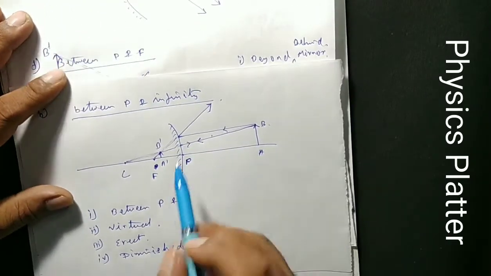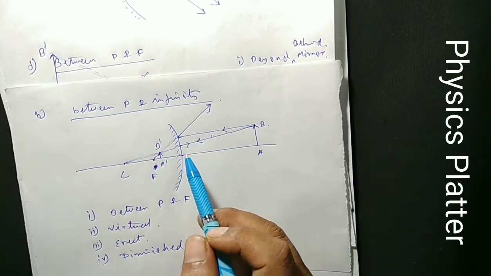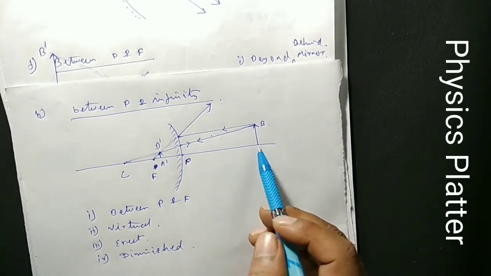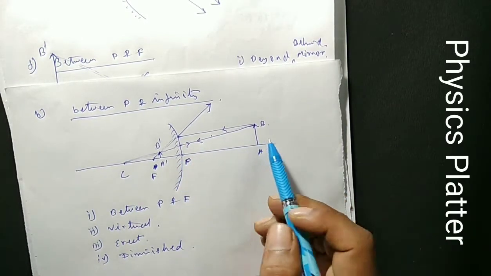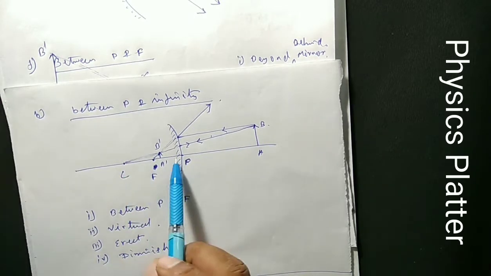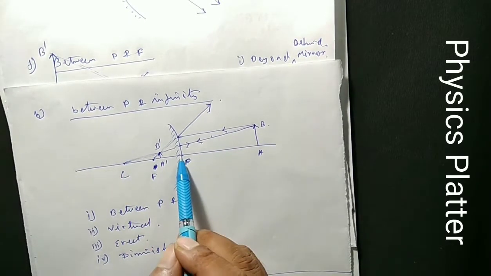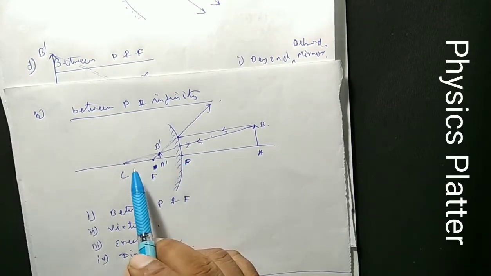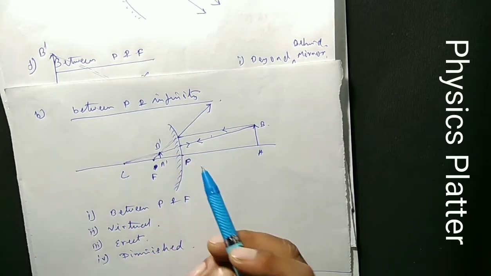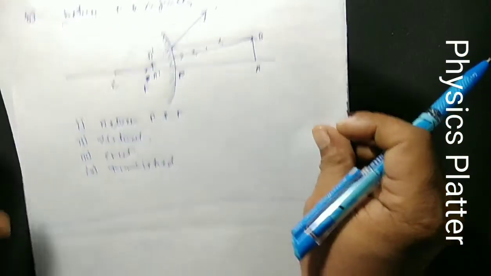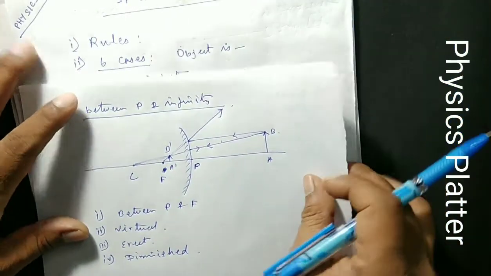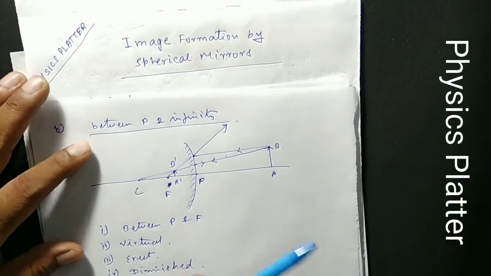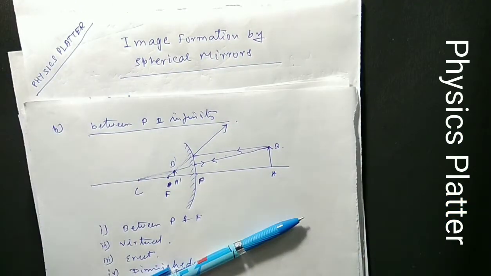In case of the convex mirror, we considered only two cases, where we keep the object at infinity and between P and infinity. Why? Because in this case we cannot keep the object between C and P, because C and F are on the opposite side of the reflecting surface. So these are the 8 cases involved with the image formation of a spherical mirror. I hope you understood the image formation by spherical mirrors.